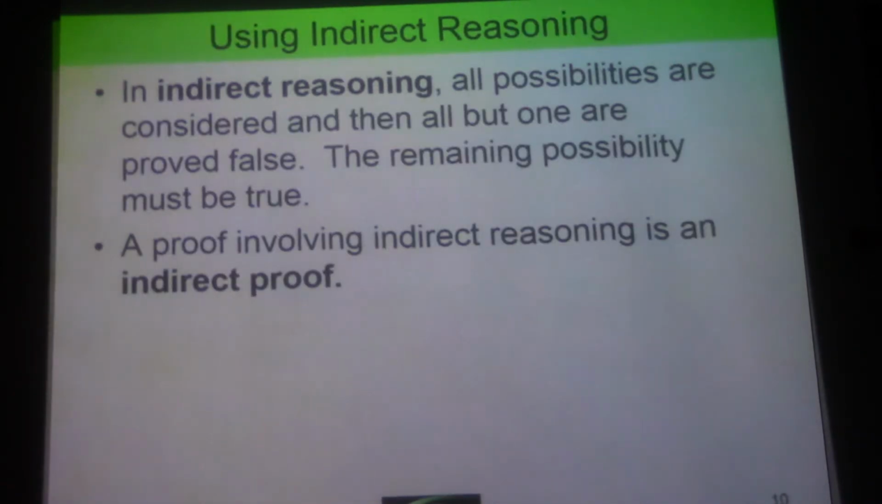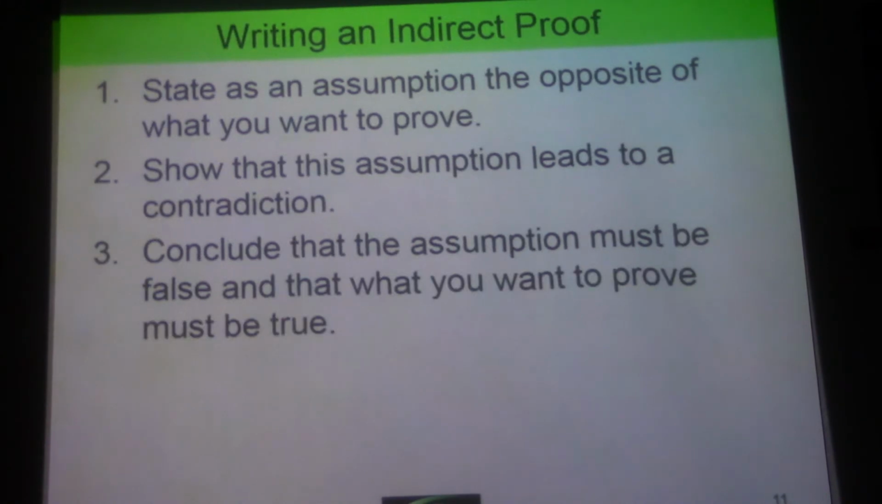So indirect reasoning, as we go through it, we're considering all possibilities, and then all but one is proved false. So you're going to see the remaining possibility must be true. So an indirect proof is what we're going to look at. So here's how we do an indirect proof. We're going to state the assumption of the opposite of what you want to prove. So we want to prove today is Wednesday. What we're going to do is say today is not Wednesday, and then we're going to show that it's false. So first step is negate. Then show why that negation must be false. And then we'll conclude with what we wanted to prove, as we've always done.